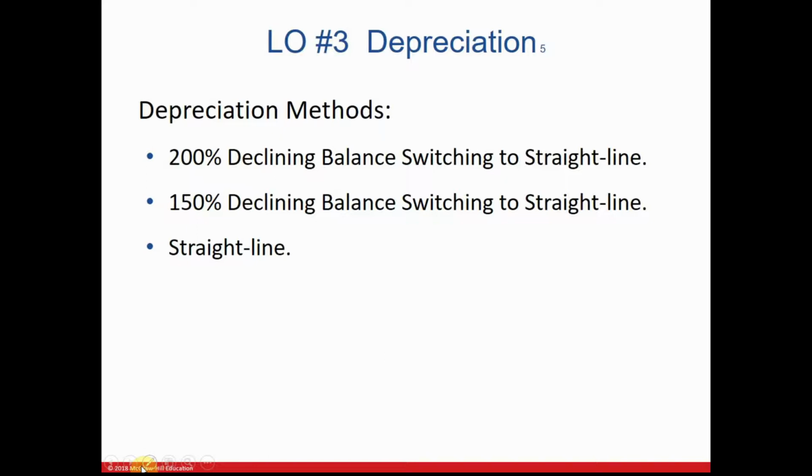The depreciation methods for personal property, for example, non-real estate property, is 200% of straight line or 150% of straight line. It switches to straight line when the accelerated depreciation produces a result that's less than straight line.